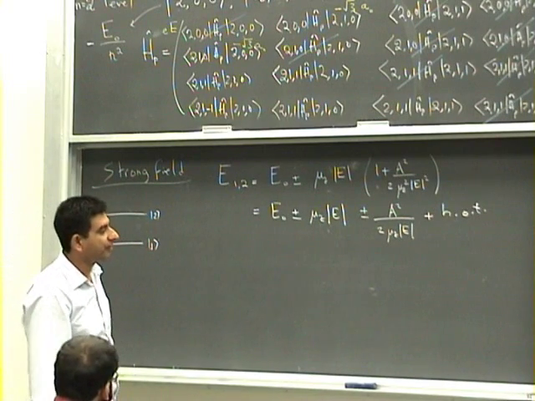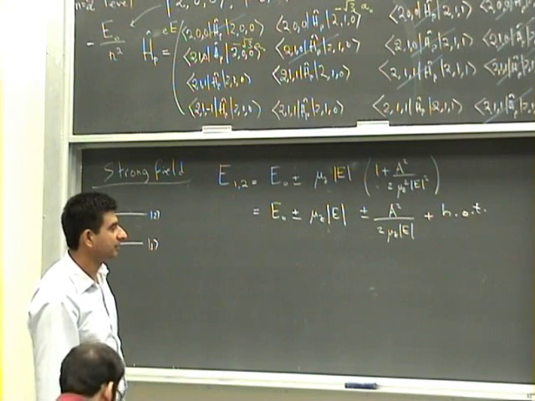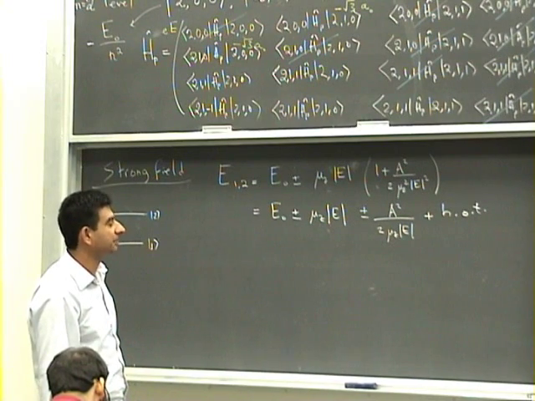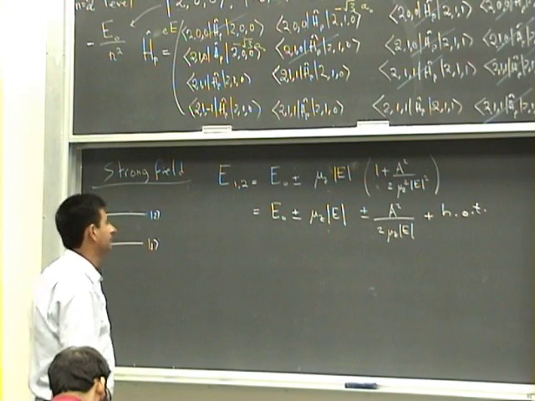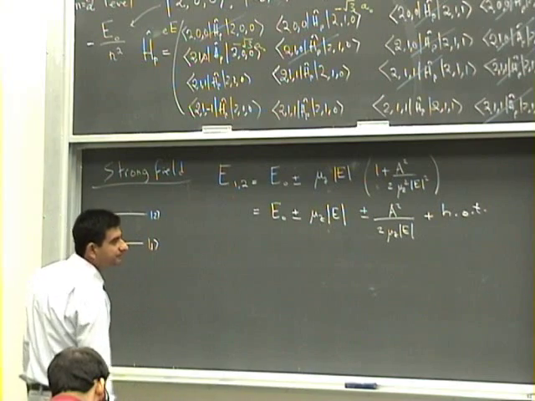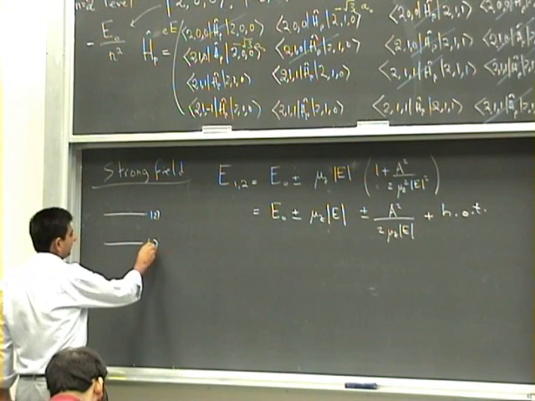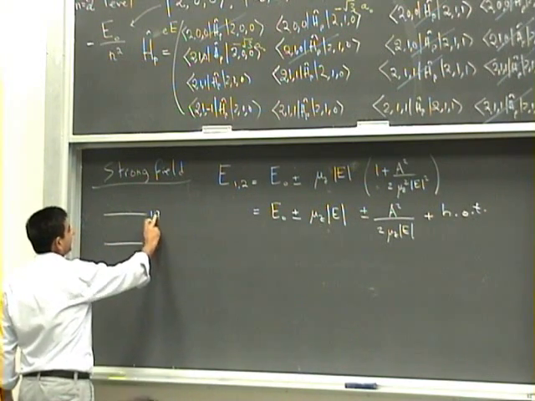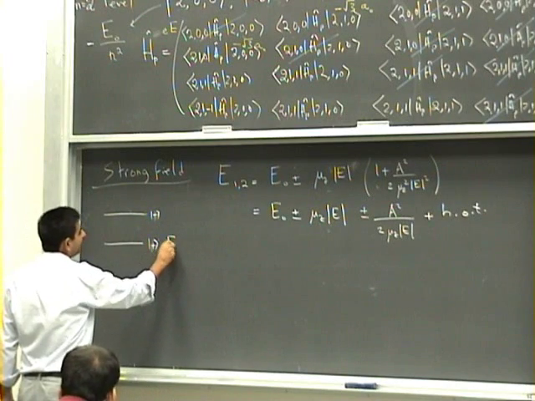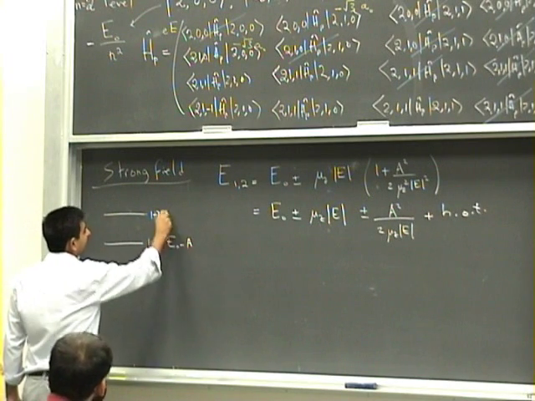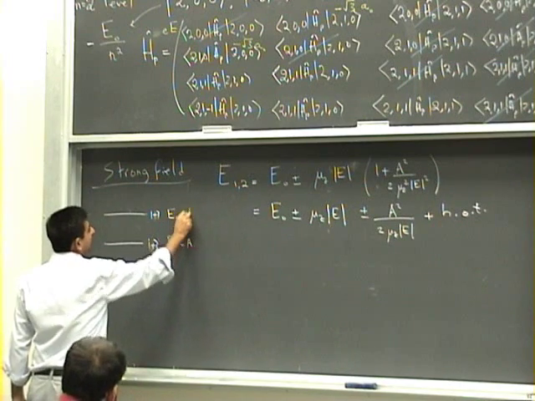Oh sorry, the eigenstates are ket plus and ket minus. This is ket plus, unperturbed, right? Ket minus. Its energy is E naught minus A, and the other's energy is E naught plus A.